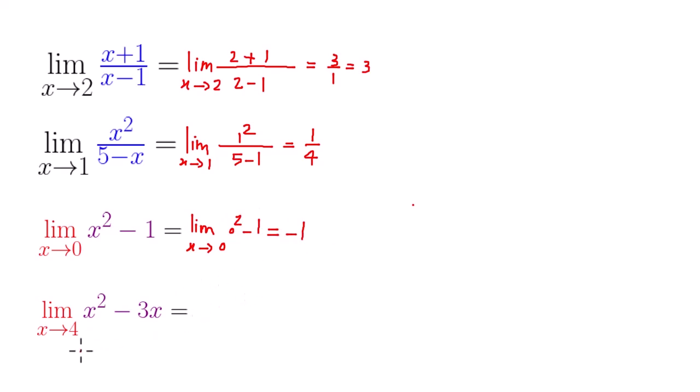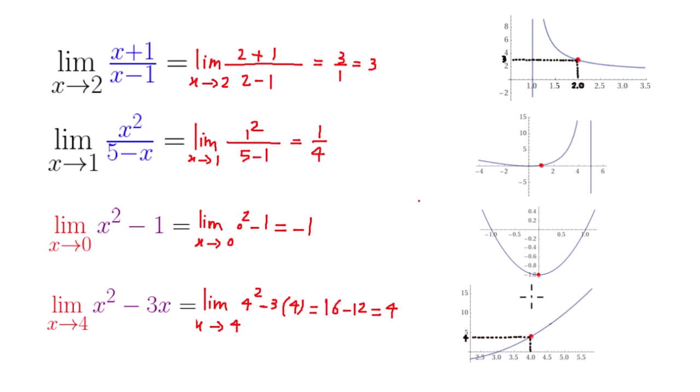And the last exercise is about the limit of x squared minus 3 times x as x approaches 4. What's the answer? So we need to substitute 4 into this expression. So we have 4 squared minus 3 times 4, which is 16 minus 12, which is 4. And we're going to get 4. That's it.